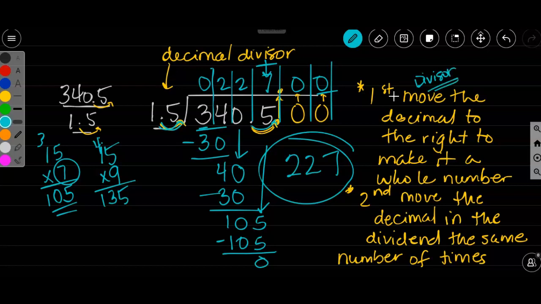Okay, where are we doing that? In the divisor. If you have a decimal divisor, what you're going to do is move it over and then move over the decimal in your dividend the same number of times. All right.